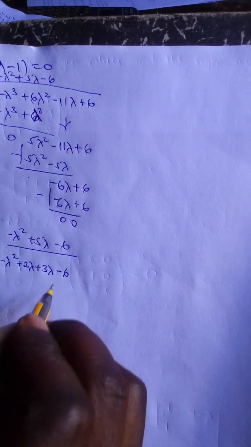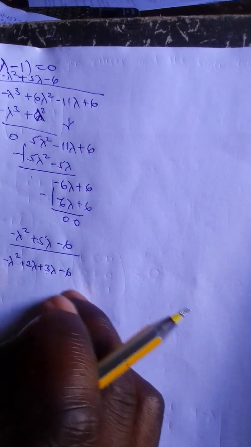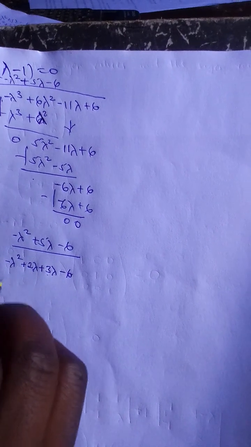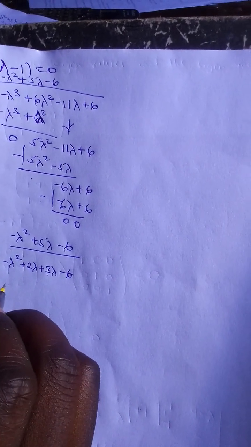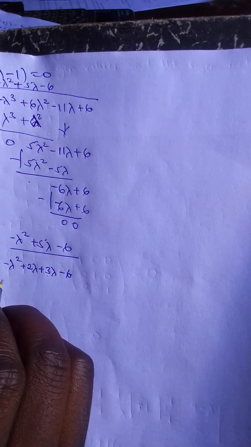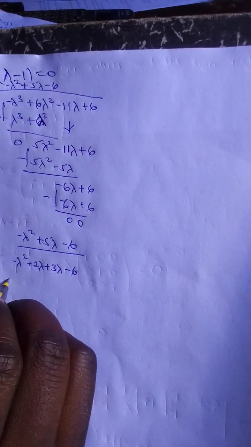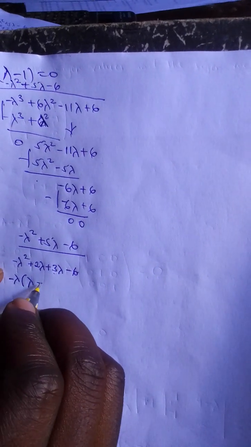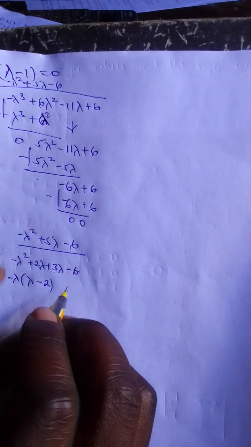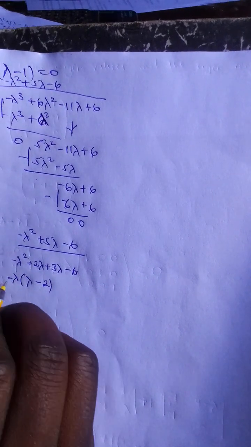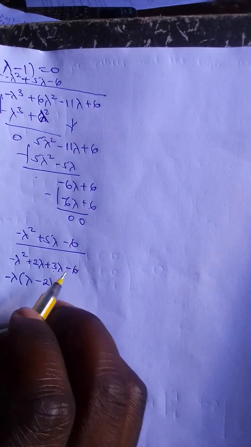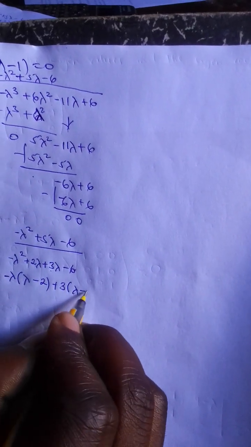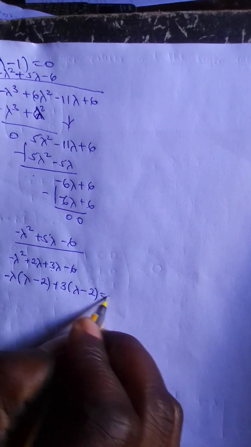So when we multiply 2 and 3, we shall get this 6. Then from there, we factorize out the common factors in this. Whereby it is minus lambda, we put it outside, we come up with lambda inside, then minus 2, because when we get negative lambda times negative 2, we get positive 2 lambda. Then plus 3 into lambda minus 2. Remember, this one is equal to 0.